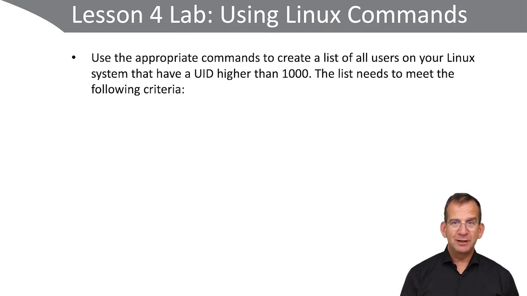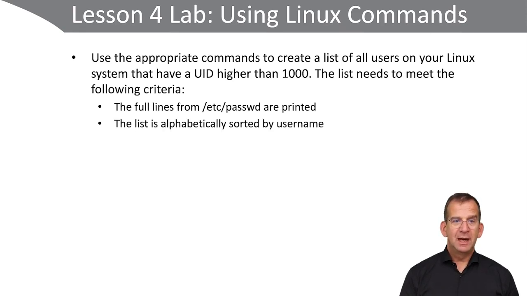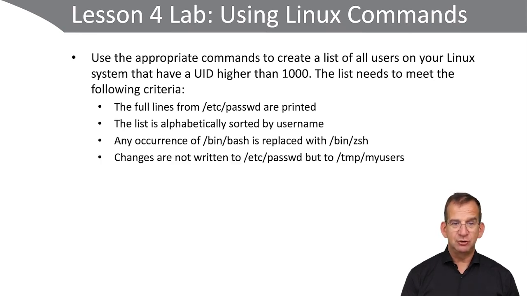First, use the appropriate commands to create a list of all users on your Linux system that have a UID higher than 1000, and the list needs to meet the following criteria. Full lines from /etc/passwd are printed. The list is alphabetically sorted by username, and any occurrence of /bin/bash is replaced with /bin/zsh. Also, changes are not written to /etc/passwd, but to /tmp/myusers. So don't change /etc/passwd itself. That might be very dangerous. Good luck.